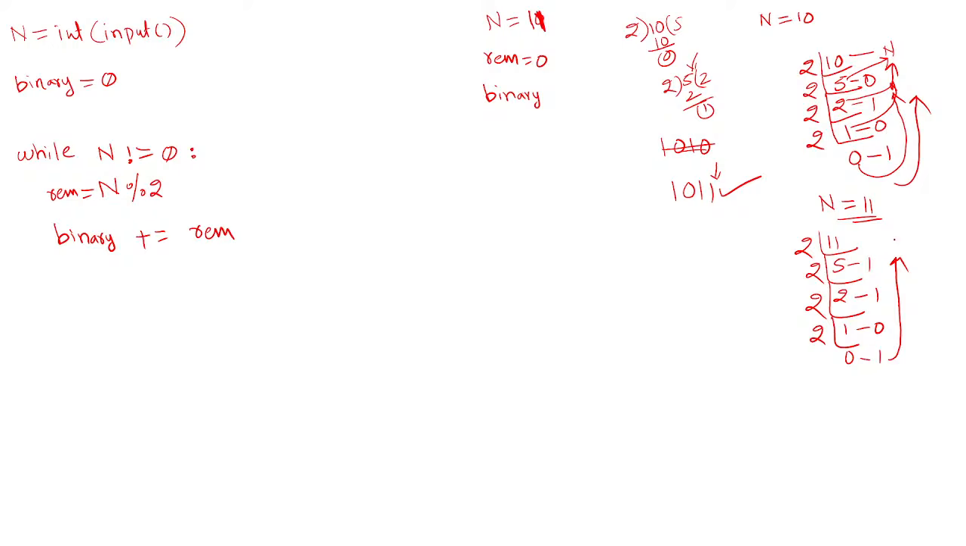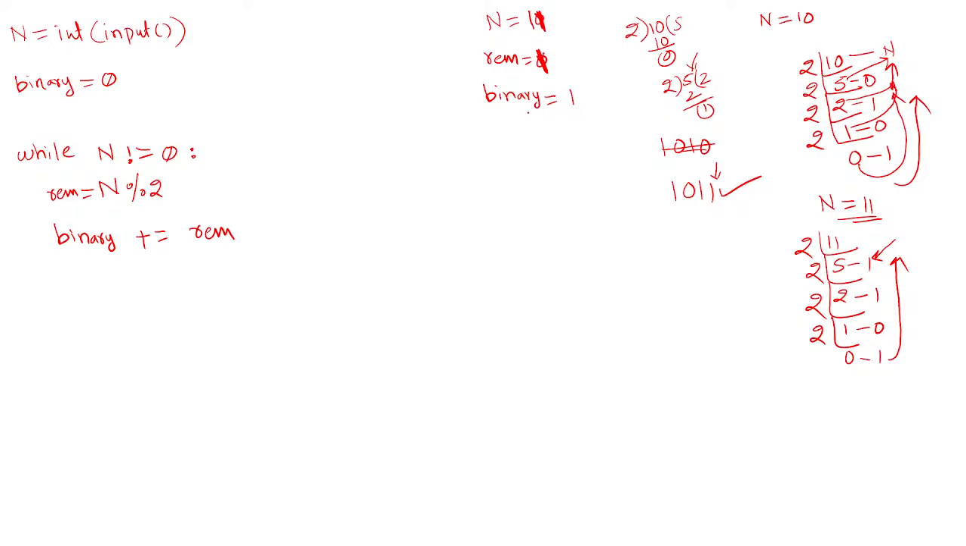Okay, so this first one we got after the first division. The remainder is 1 here. This one I am adding to binary. Previously binary is 0, so 0 plus 1 is 1, so it becomes 1. That means the first digit is stored in the binary variable.